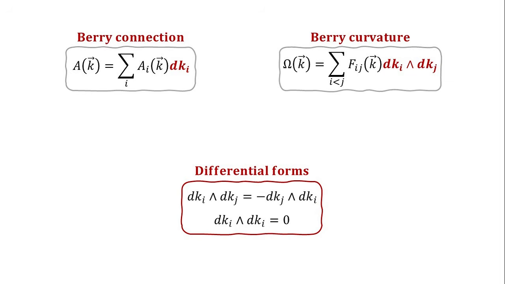The wedge product, or exterior product, plays a central role in this formalism. It is antisymmetric by construction, meaning that the wedge of a differential form with itself vanishes. This property is critical for understanding the antisymmetric nature of the Berry curvature.